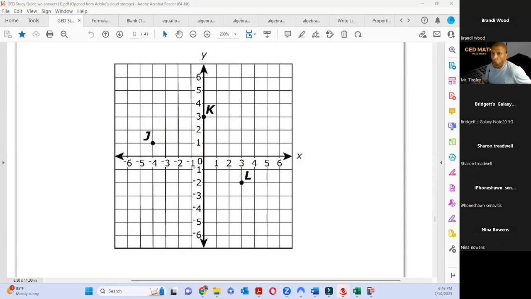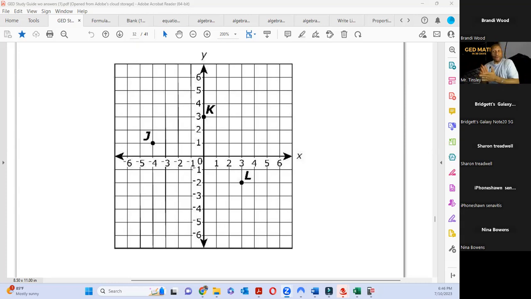Kenny, you good? Yeah, I was doing it backwards. I was doing the Y first and then the X. So remember, ordered pair, X before Y. Like the alphabet. X, Y, Z. X is before Y in the alphabet.